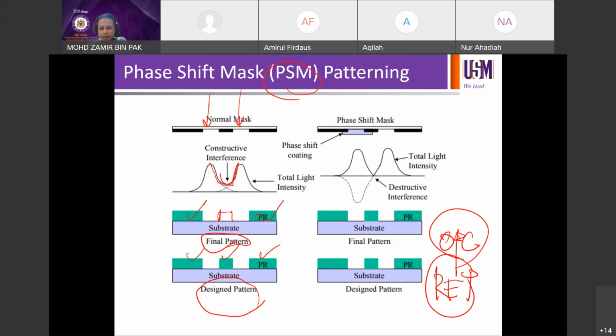If you use a normal mask, especially if you're talking about low technology nodes. Okay, try to check when we start using PSM. At which level? Is it below 100 nanometer? Is it below 200? Is it below 50? Is it below 22 nanometer? Try to check exactly when we use PSM. So with PSM, there is a coating, a phase coating, on the PSM reticle. They are both reticles, just one normal and one PSM.